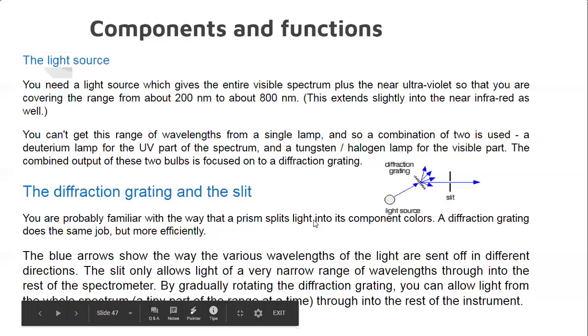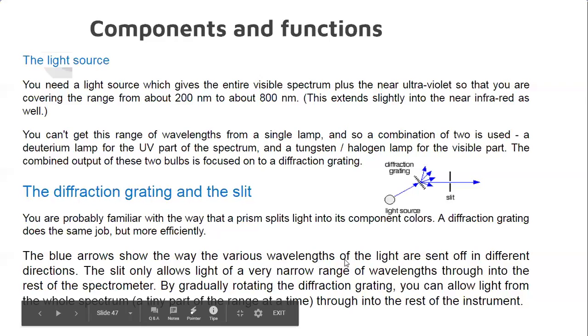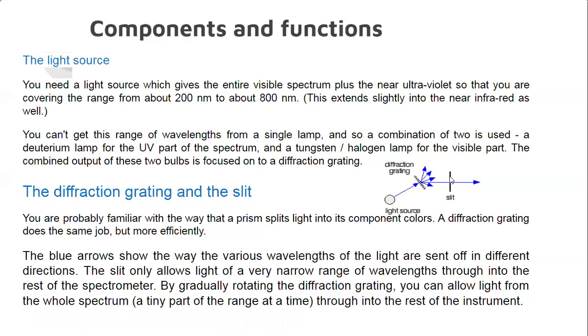Next, see. This is the blue light which is coming from the light source and falling upon the diffracting grating. The role of the diffracting grating is to split the light into different components of wavelengths or colors, and that too into different directions. Here, the blue arrows show that the various wavelengths of the light are sent off in different directions. And the slit only allows light of a very narrow range of wavelengths through into the rest of the spectrometer. So this is the slit.